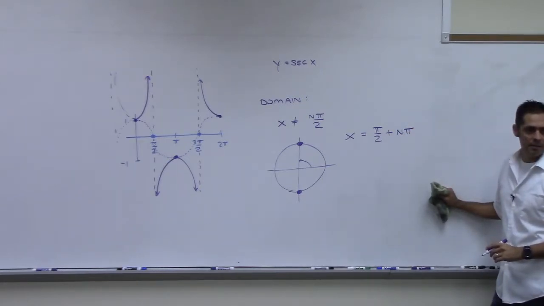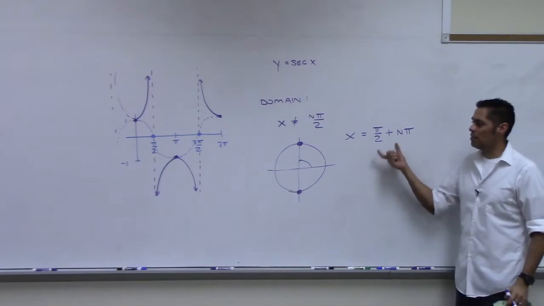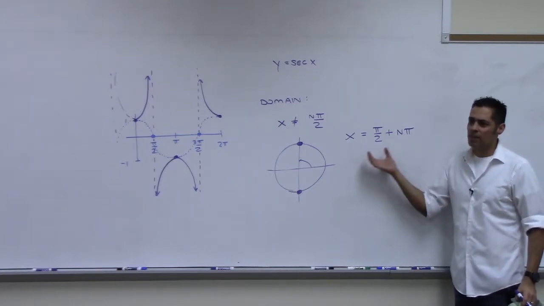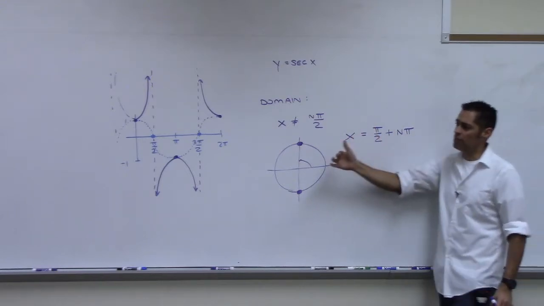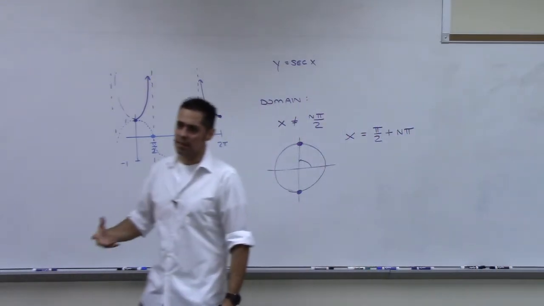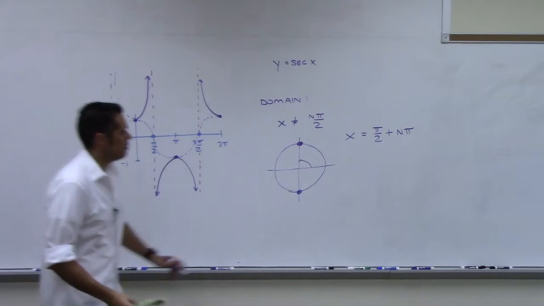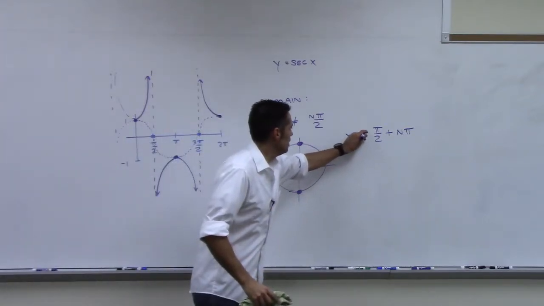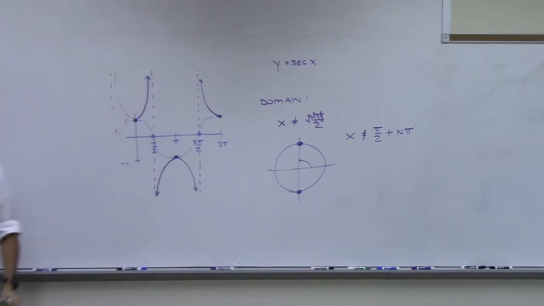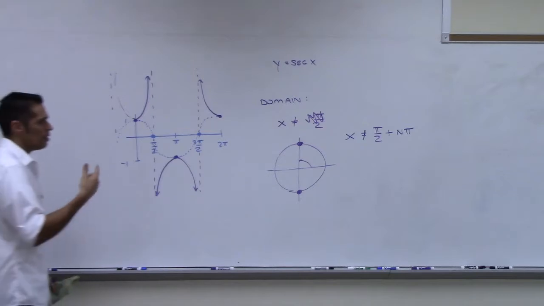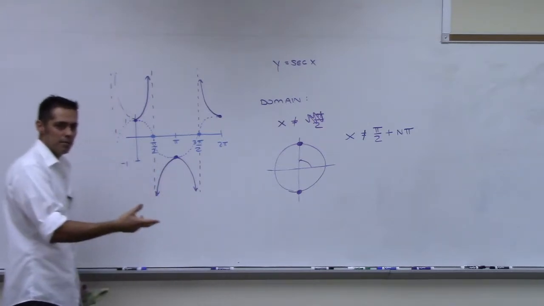Plus n pi. Do you all remember me telling you that this was very important? We are getting to the point now where it's going to be stuff you have to be able to do. I tried to introduce it to you earlier, but now we need it for sure. Now, one little caveat here. X can't be that, right? It's our domain. We're telling you what X can't be. It can't be pi over 2 or 3 pi over 2, or 5 pi over 2. Any of those won't work.